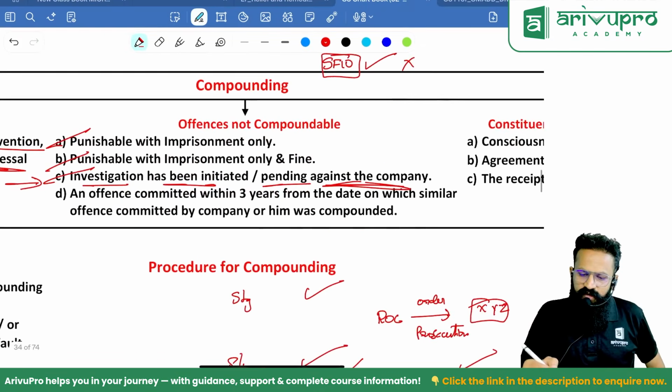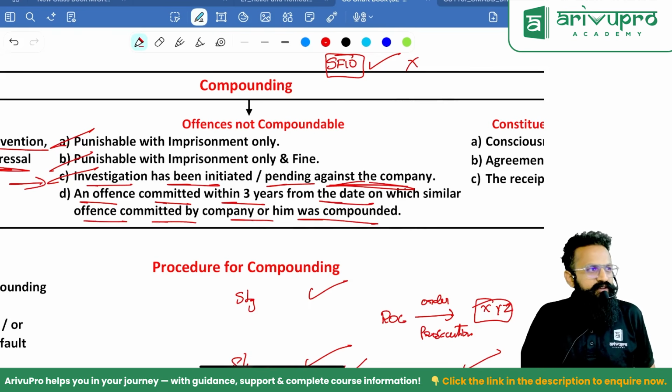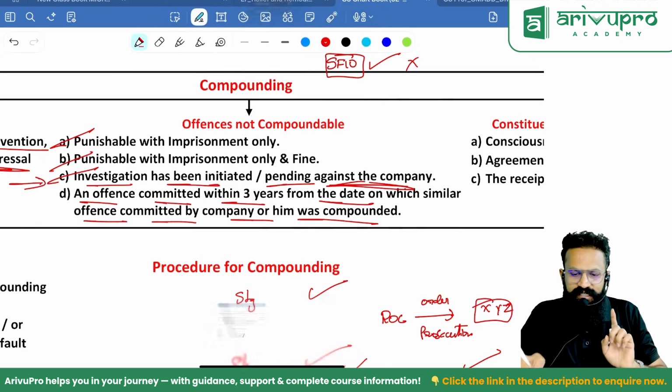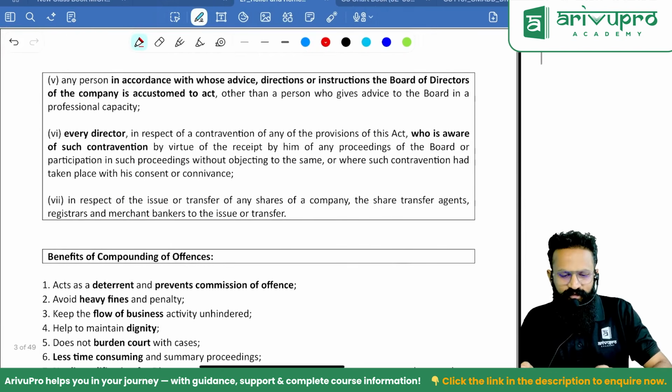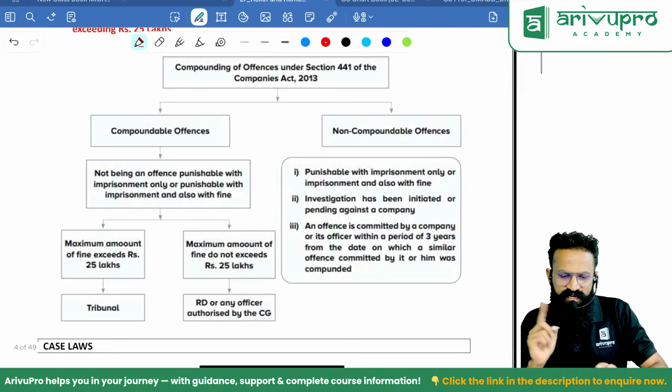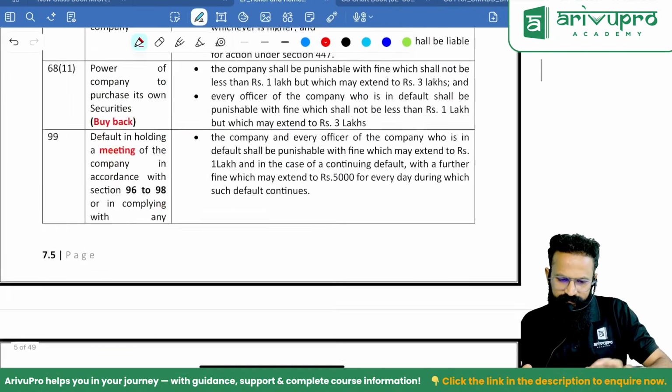Okay. Fourth one. An offence committed within 3 years from the date on which a similar offence committed by the company or him was compounded. You know this? I should not cheat you. So I'll first make you go through the section and then I'll ask you a question. I know for a fact you will definitely answer.